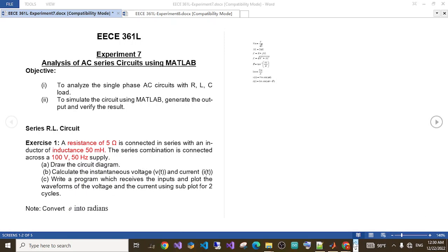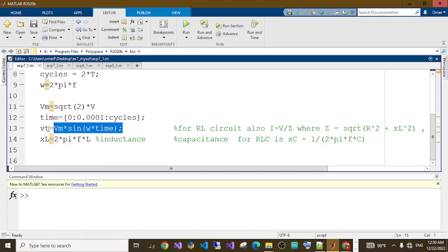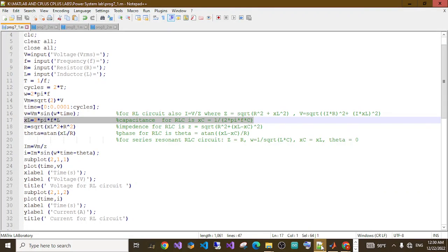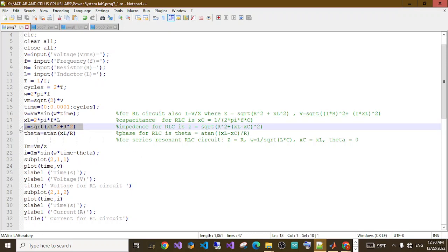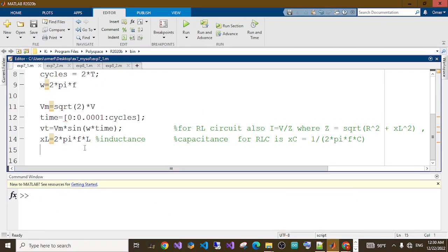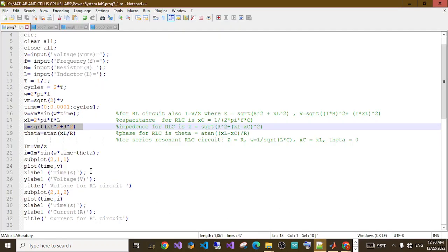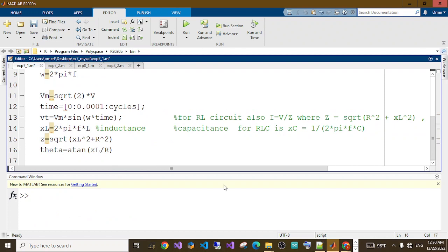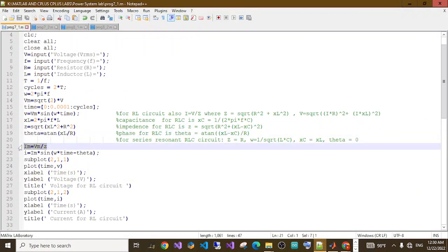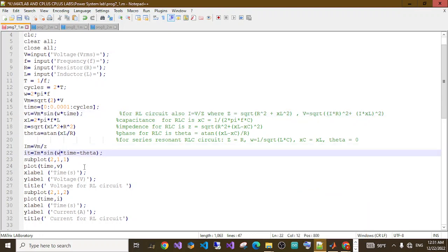VT, which is Vm sine omega t. Okay, so next thing is I. For I we need Z, which is the impedance. Then we need theta, which is the phase for the RL circuit, and lastly we need IT. So VT, IT.